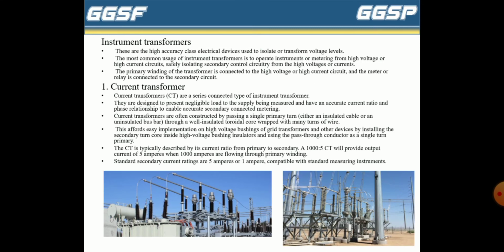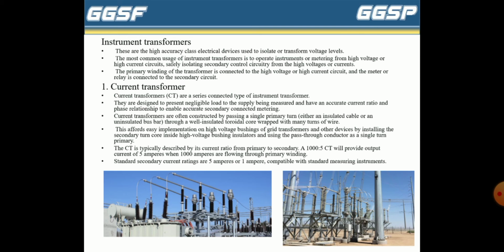Instrument transformers. These are the highest accuracy class electrical devices used to isolate or transform voltage levels. The most common usage of instrument transformers is to operate instruments or metering from high voltage or high current circuits, safely isolating secondary control circuitry from high voltages or currents. The primary winding of the transformer is connected to the high voltage or high current circuit, and the meter or the relay is connected to the secondary circuit.